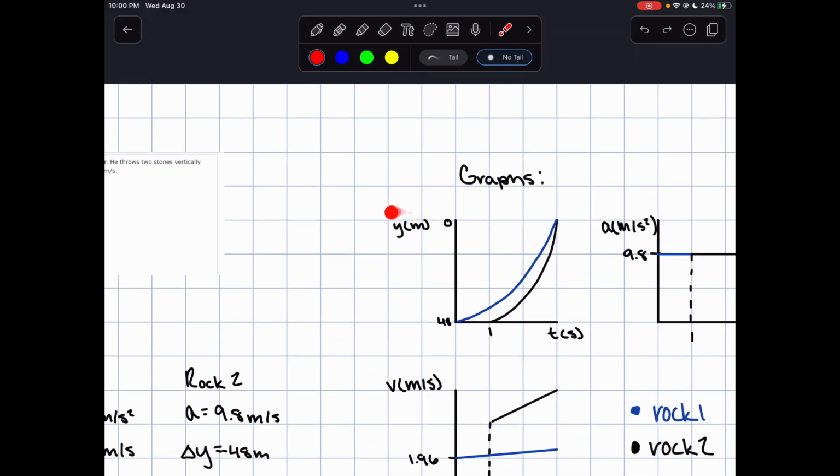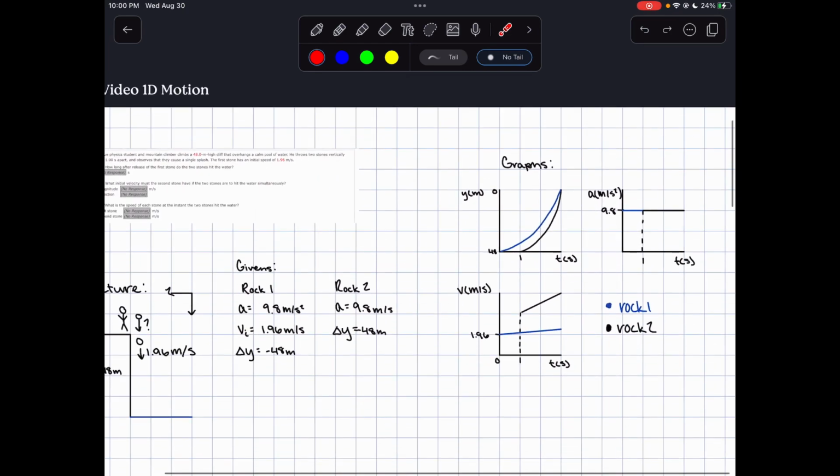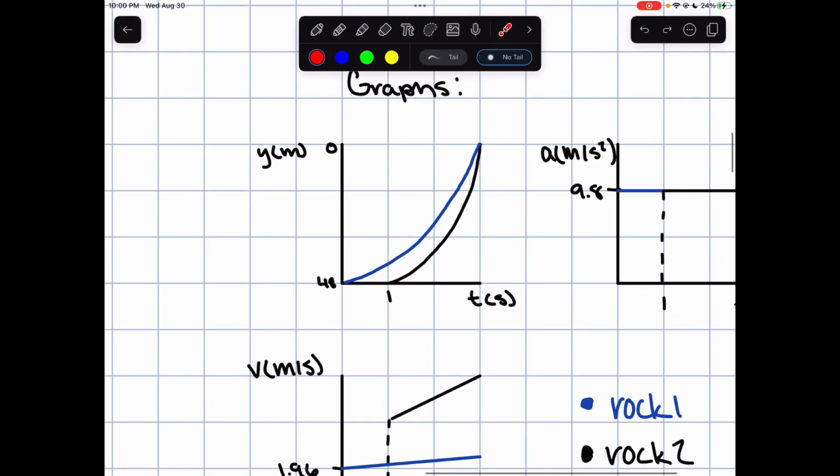Next, let's look at our position versus time graph. We have rock 1 and rock 2. We know they start at 48 meters because that's the initial position from where they're dropped, and they reach 0 meters because 0 is what we're calling ground level or water level in this case. We know that they hit at the same time, but rock 2 starts after 1 second.